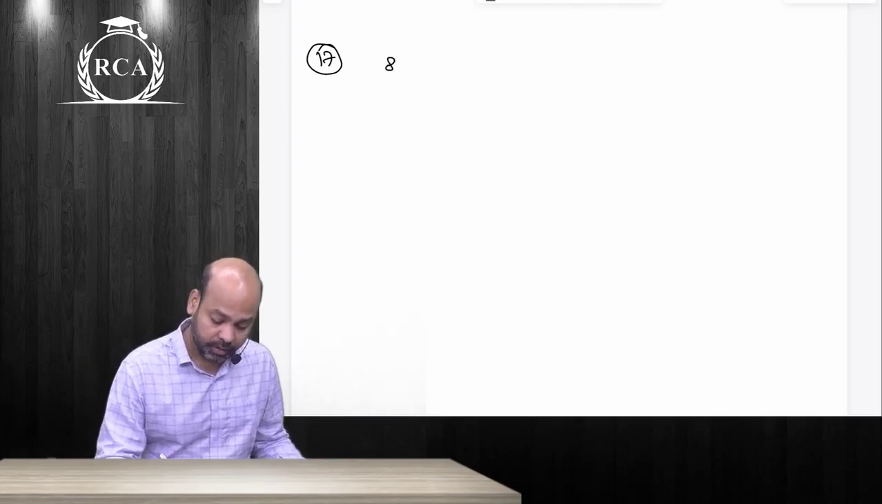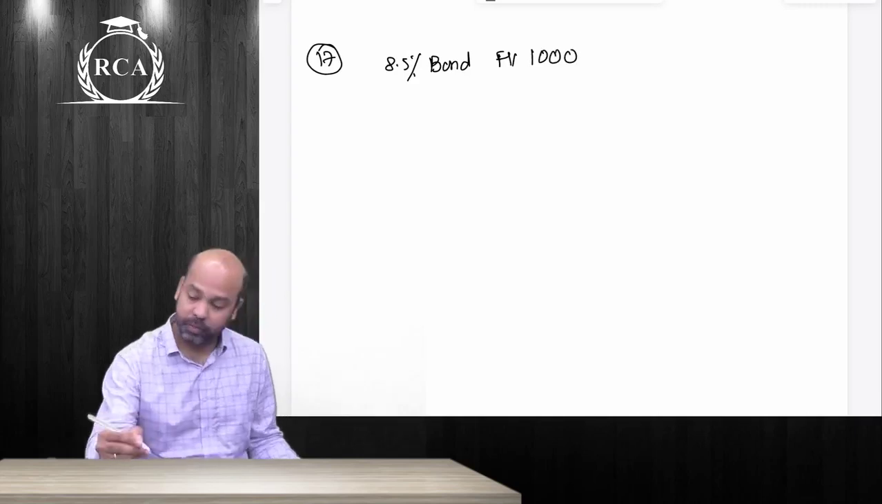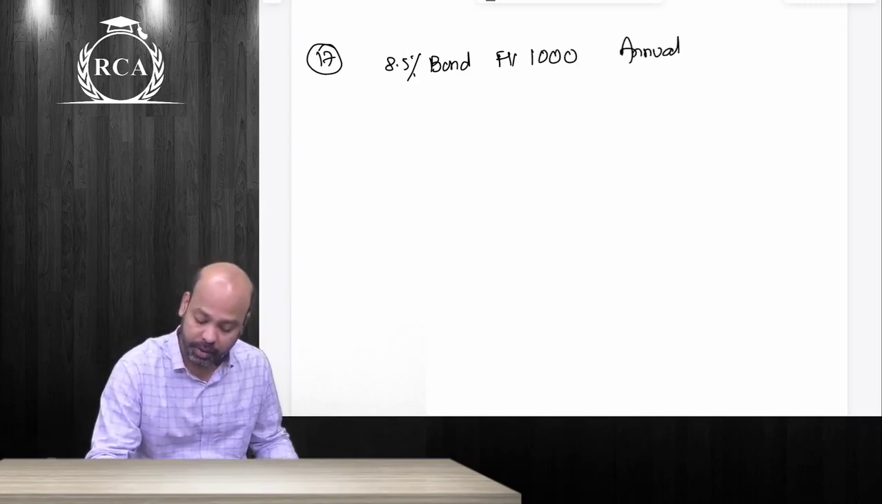Pehle woh note likho, guys. Write a note, guys, that if YTM is 11%, all the cash flows will be reinvested at 11%. This is an 8.5% bond, beta. Face value kitna is bond ka? 1000 rupees. So your annual coupon, guys, will become 85 rupees.